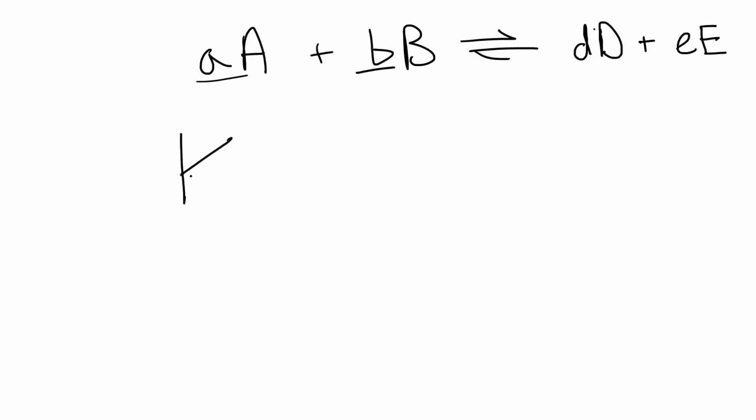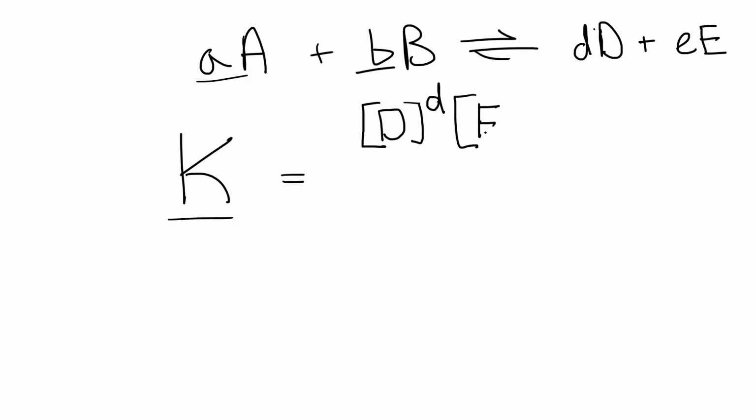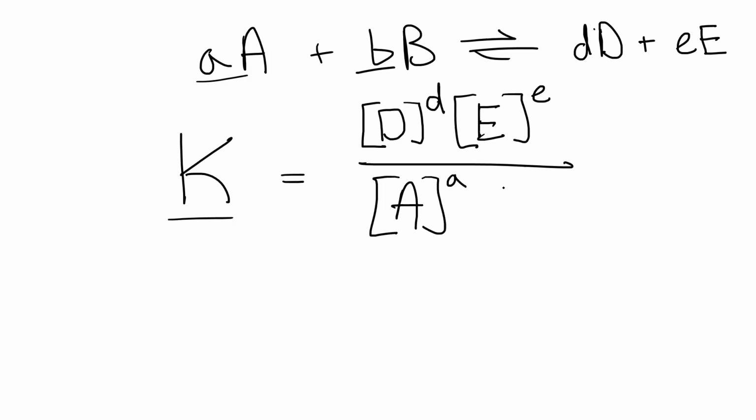Then the equilibrium constant can be calculated from the concentration of D raised to the power of its coefficient d, the concentration of E raised to the power of its coefficient e, over the concentration of A to its coefficient a, and B to its coefficient b. If you use that formula from that reaction, you'll always get the expression correct. Does that make sense, guys?